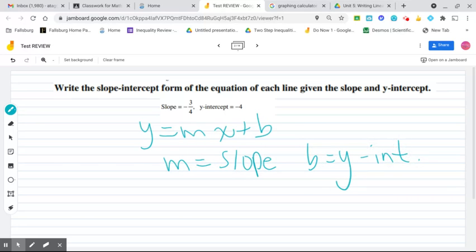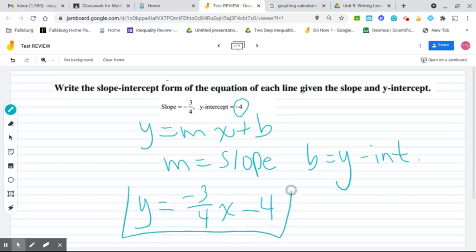So if we're given a slope of -3/4 and a y-intercept of -4, we simply have to plug it in to y equals mx plus b, so y will stay the same. M is the slope, we'll change to -3/4. We multiply that by x, and then we have plus b, but when we have a negative y-intercept, then it will be minus b, so we have -4. So slope-intercept form would be y equals -3/4 x minus 4.